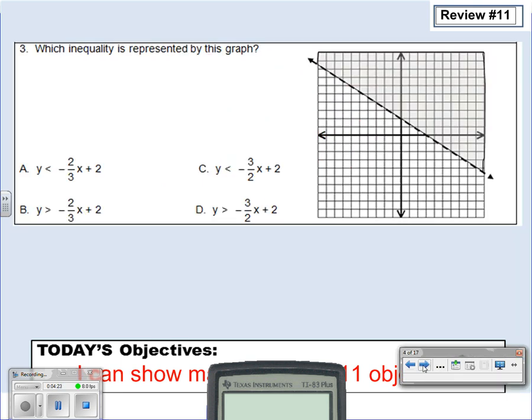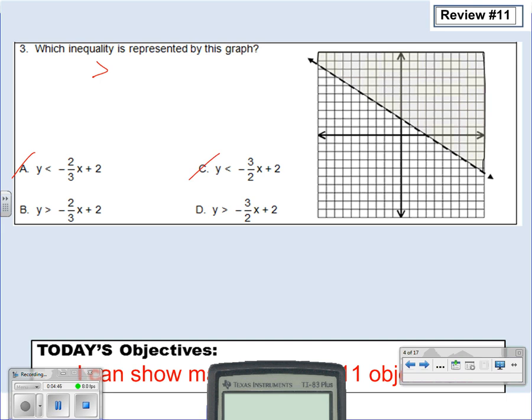Problem 3, which inequality best represents the graph? Based upon the graph, I see that I have a dotted line. That means it will not be an equal to. And it is shaded above. That tells me we will have a greater than. So immediately we can omit A, and we can also omit C, because it should be greater than.